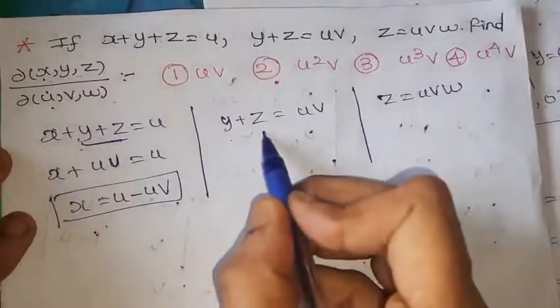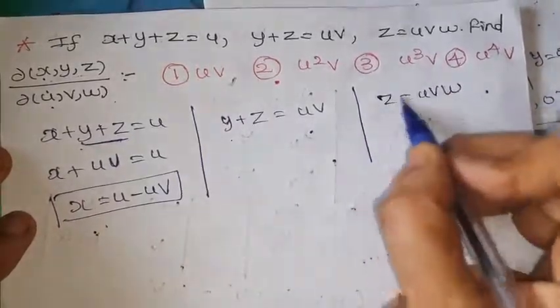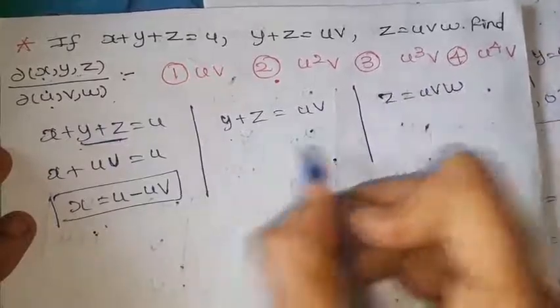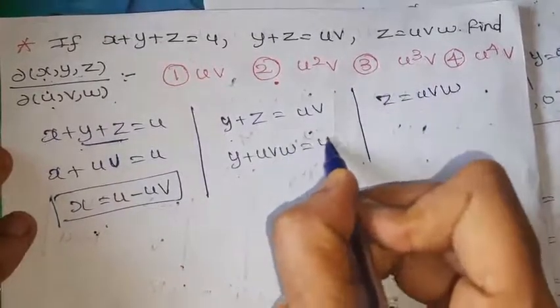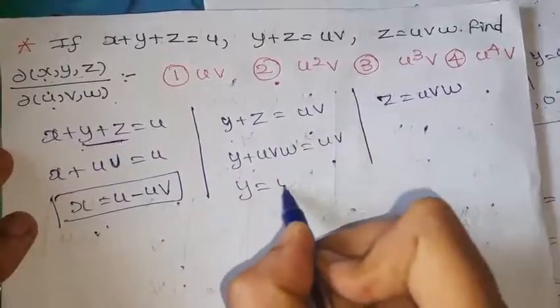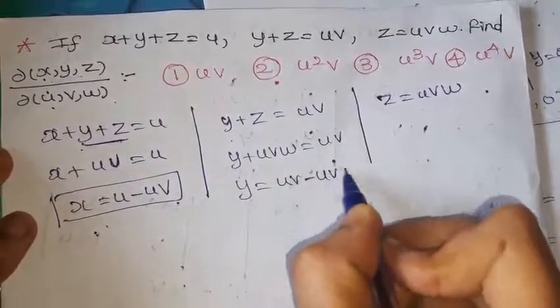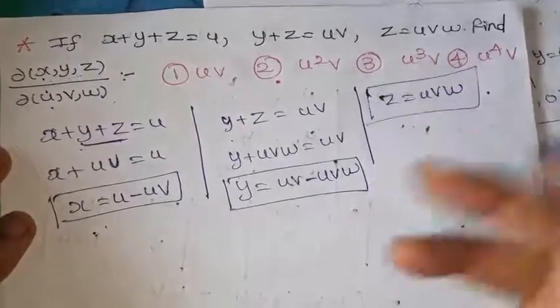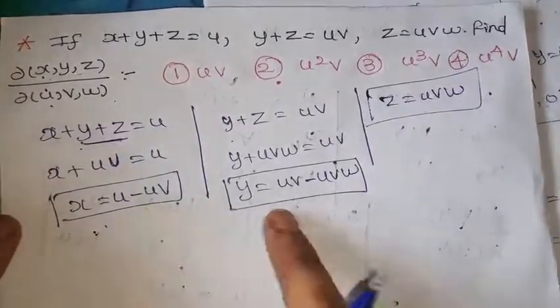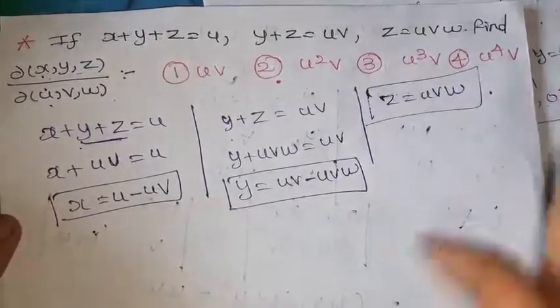Then y plus z equal to uv. Now what do we know about z? Z value is uvw. So y plus uvw equal to uv. Then what is y? uv minus uvw. This is y. Then z is uvw. Now we can get x, y, z as functions of u, v, w.